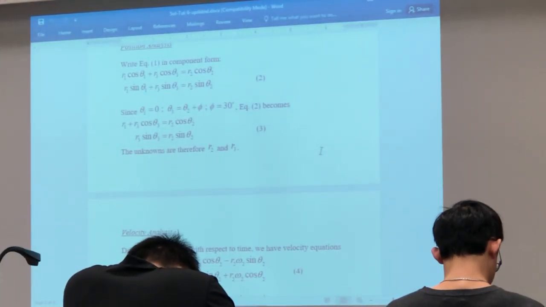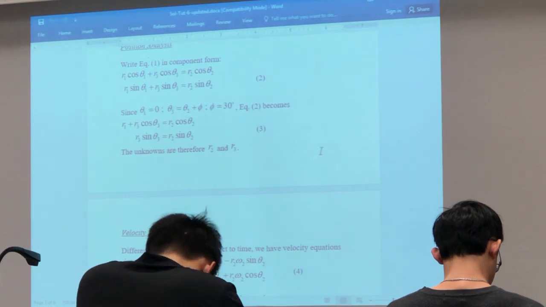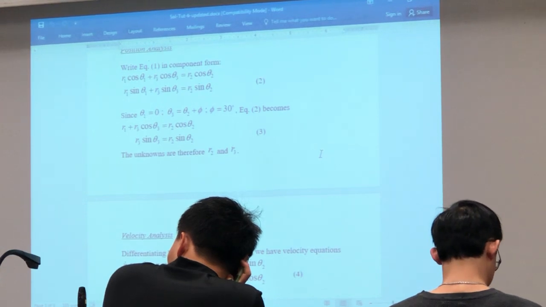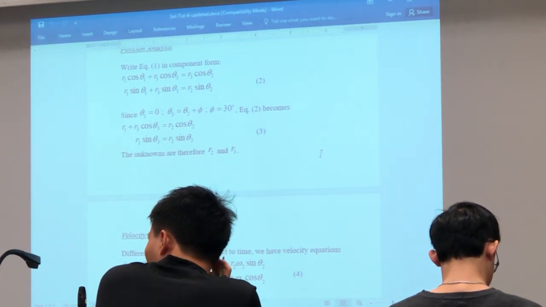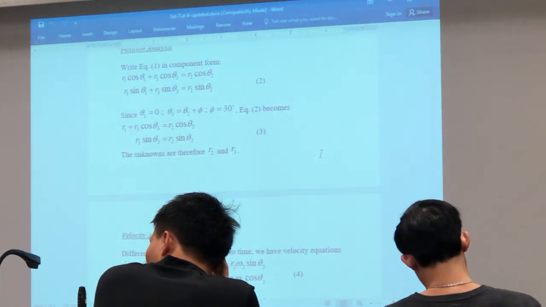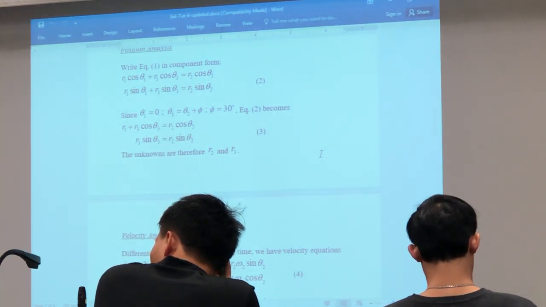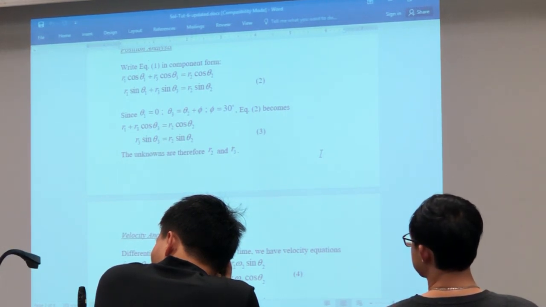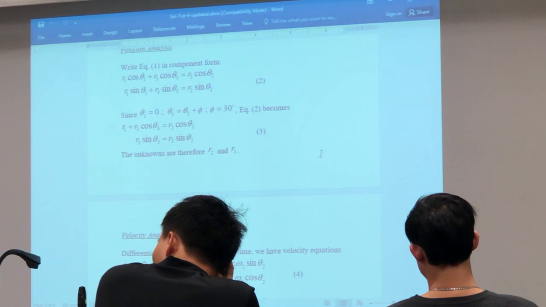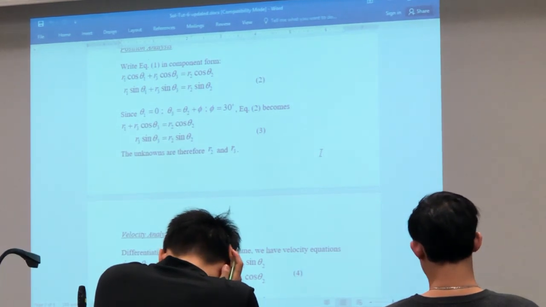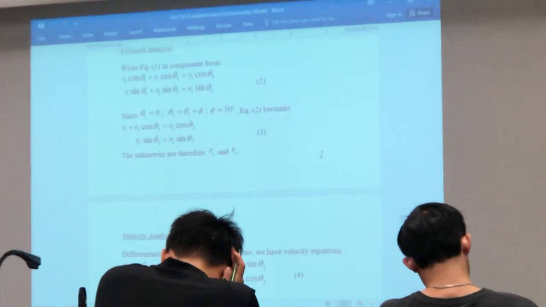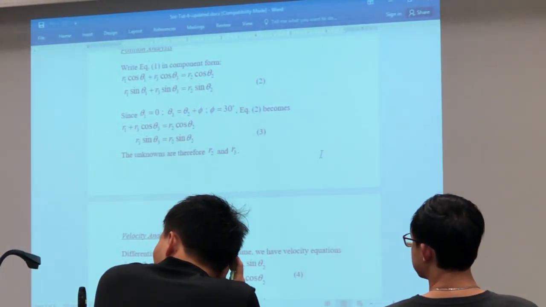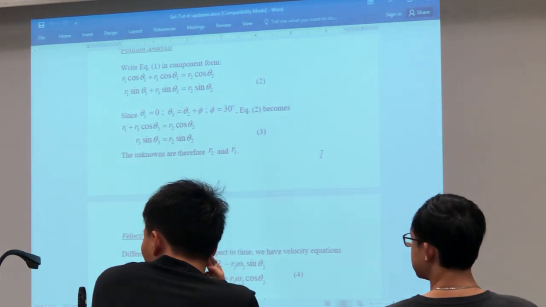Then after that, you differentiate cosine theta, plus r, which is not changing, times d(cosine theta)/dt. d(cosine theta)/dt becomes minus sine theta. Now this one is theta, so you have to differentiate theta with respect to time t, so you multiply by d theta/dt. So this is the differentiation.